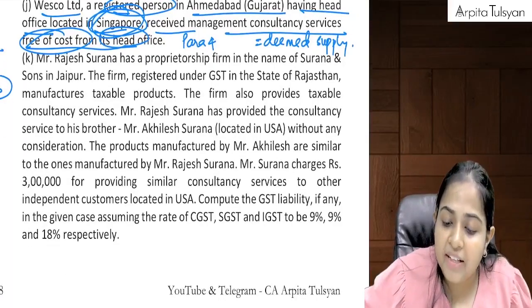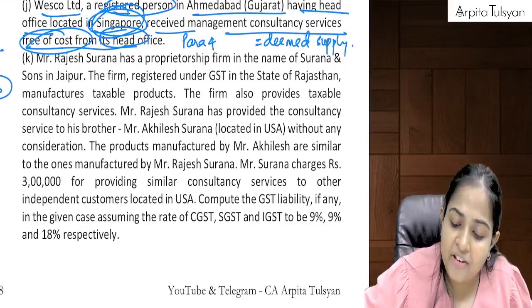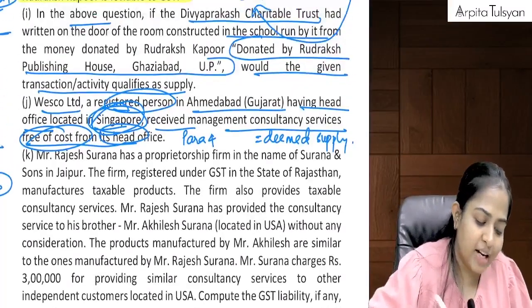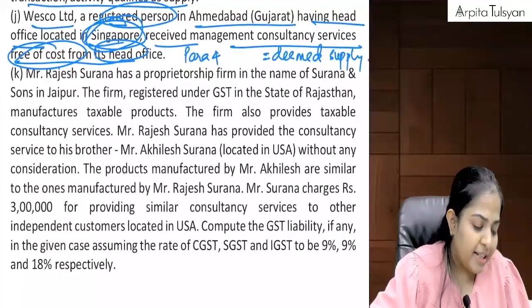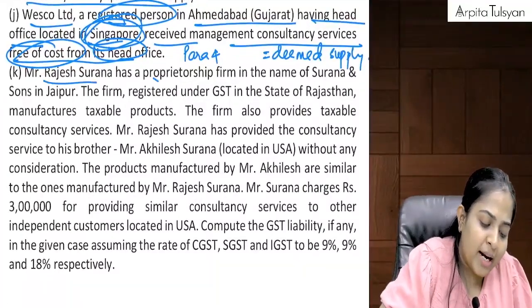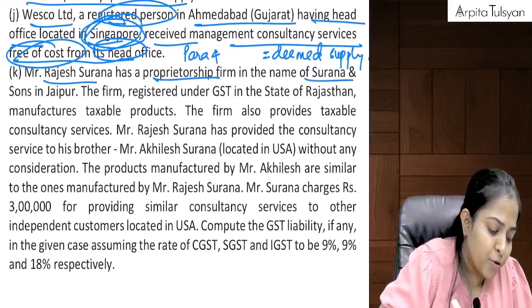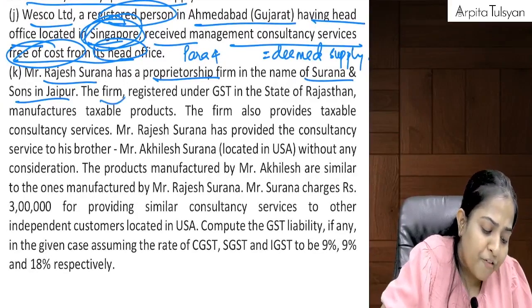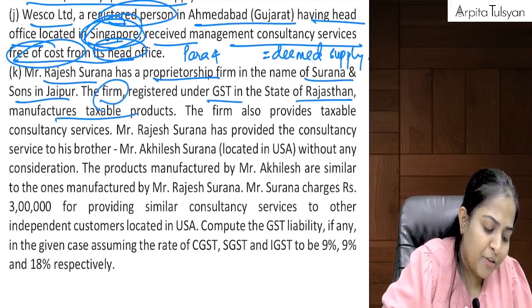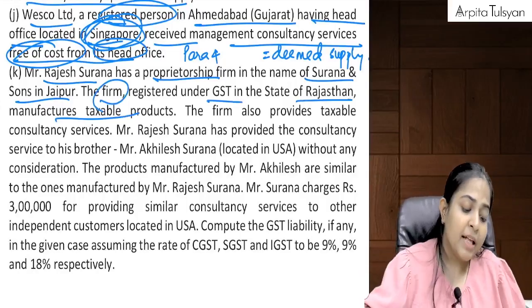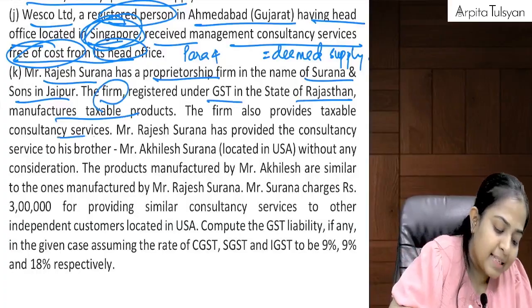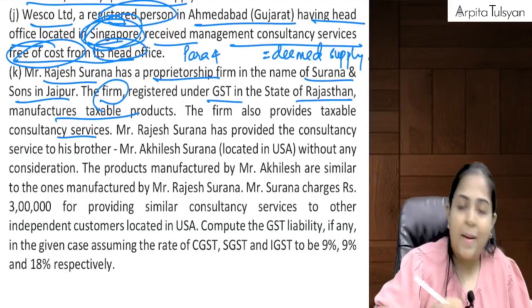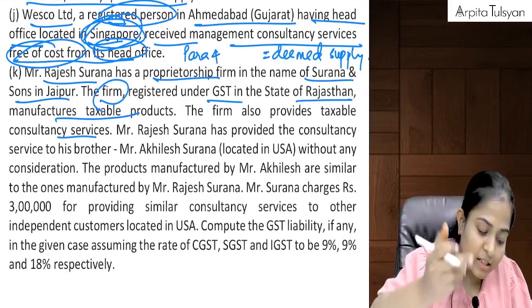Okay, then going to the next one, everyone, let's try the next one. And obviously, we are assuming that it is in the course or furtherance of business. Mr. Rajesh Surana has a proprietorship firm in the name of Surana and Sons in Jaipur. The firm registered under GST in Rajasthan manufactures taxable products. The firm also provides taxable consultancy services. So it manufactures taxable products and it provides services also.